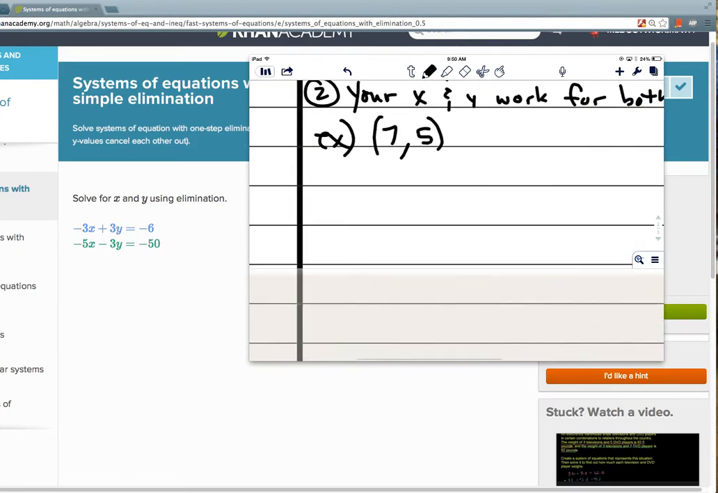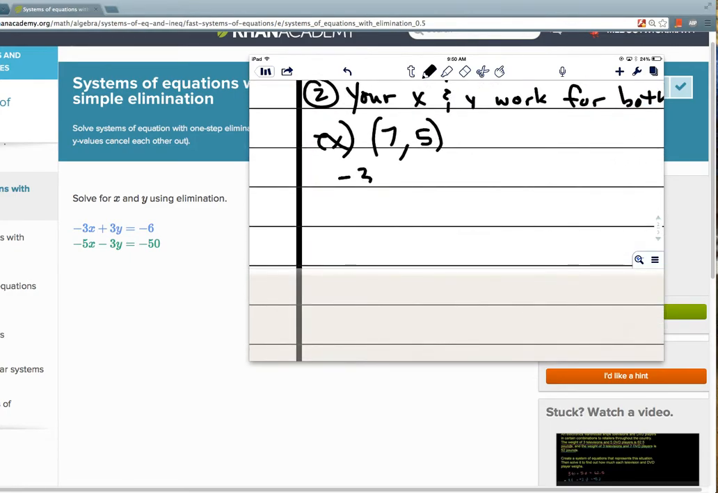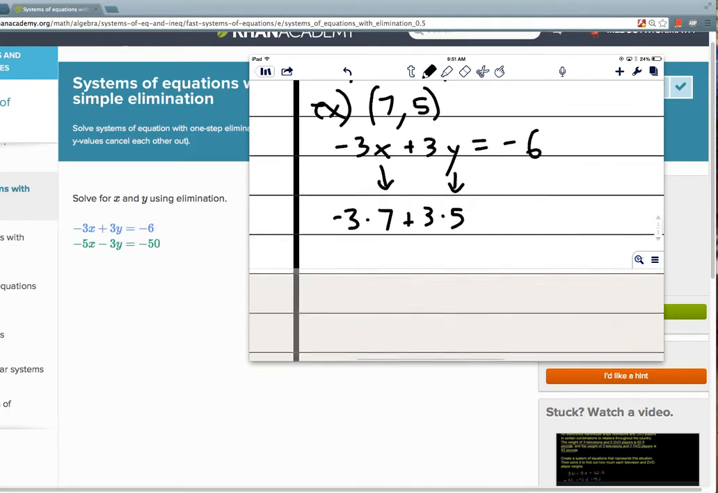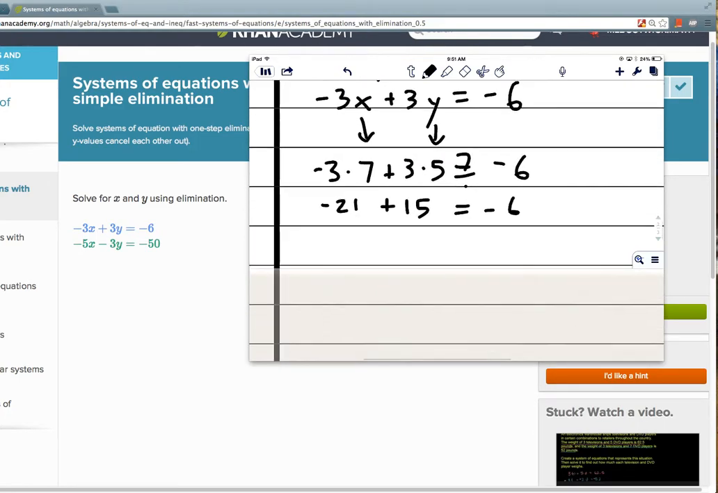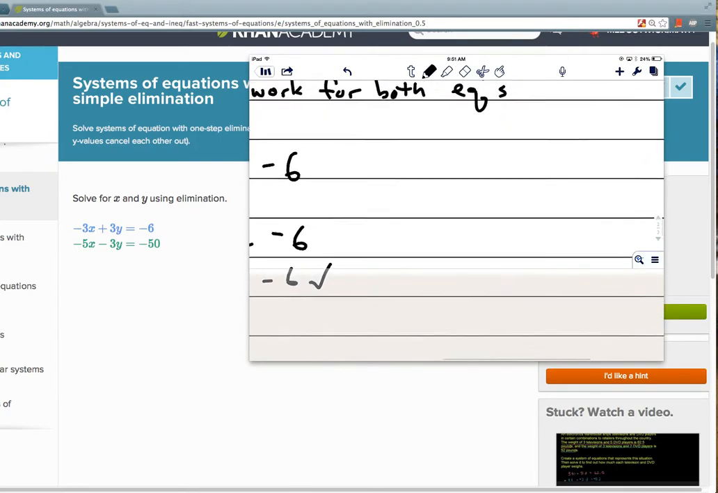So the first thing I'm going to do is look at the first equation, negative 3x plus 3y equals negative 6. I'm going to plug in for x and y with 7 and 5. So this is negative 3 times 7 plus 3 times 5, and we're curious whether or not that actually equals negative 6. So this is negative 21 plus 15. That indeed does equal negative 6. So it works for the first equation. It makes something true out of it. Let's check the second equation.